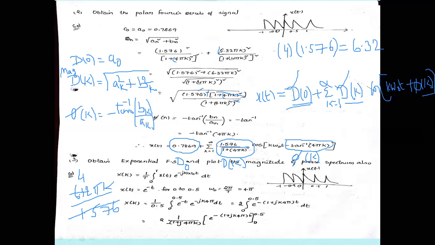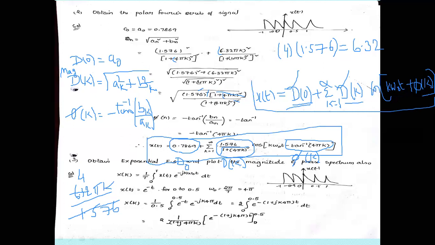This is a simplification factor, and there is a small mistake here, my dear students. Please note that. And phi of k is equal to minus tan inverse of b of k and a of k. And the final answer is this one: x of t is equal to 0.7869 plus the sum from k equal to 1 to infinity of 1.576 under root of 1 plus (4 pi k) whole square, cos of k omega naught t minus tan inverse 4 pi k.